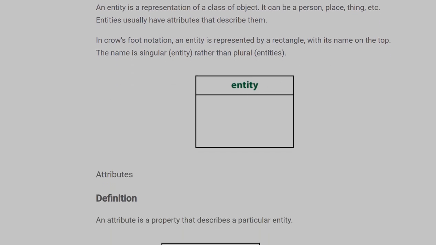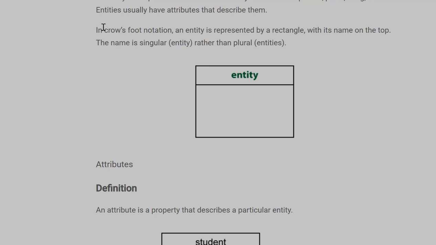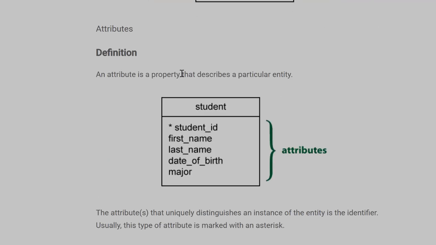In the crow's foot notation, an entity is represented by a rectangle with its name on the top, and the name is always singular rather than plural, just like you can see. Then you must take note of attributes, which are the characteristics that each entity is going to have, also known as a property or a feature of each entity. If we have an entity like a student, then we can have attributes like the student ID, first name, last name, date of birth, and so on.